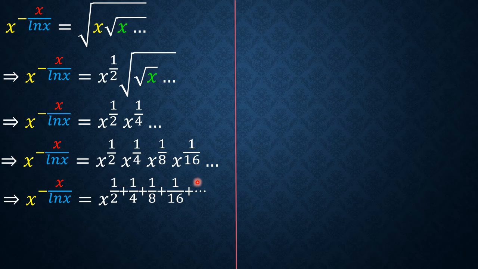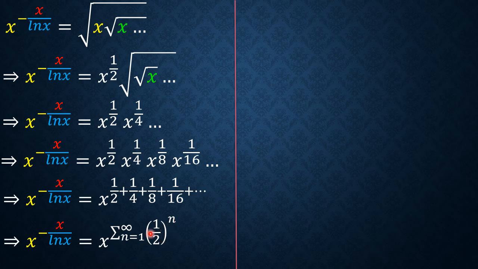The sum of all these powers can form a geometric series whose first term is 1/2 and common ratio still 1/2, right? Great. So we can write this as x to the power negative x over natural log of x equals x raised to the power of the series as n starts from 1 to infinity of 1/2 raised to the power n. Keep in mind that when n becomes 1, we have the first term to be 1/2, n becomes 2, we have 1/4, n becomes 3, we have 1/8, and so on and so forth.